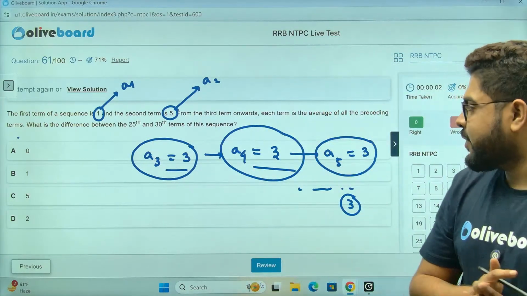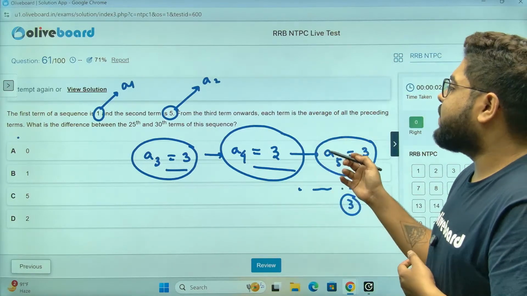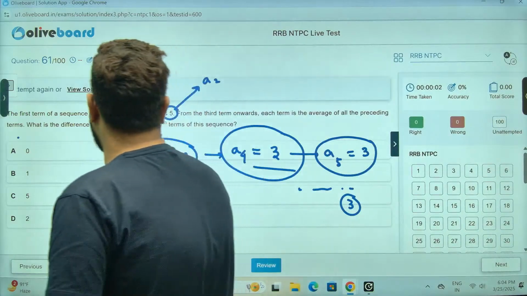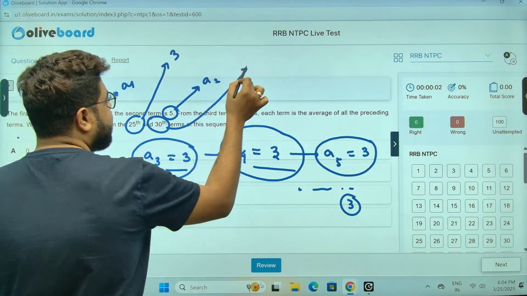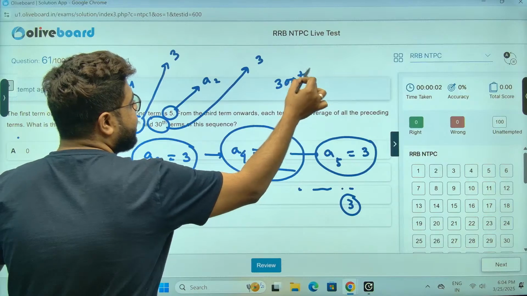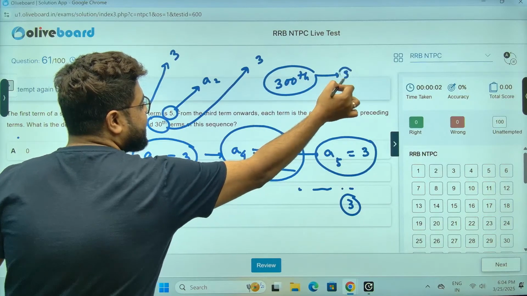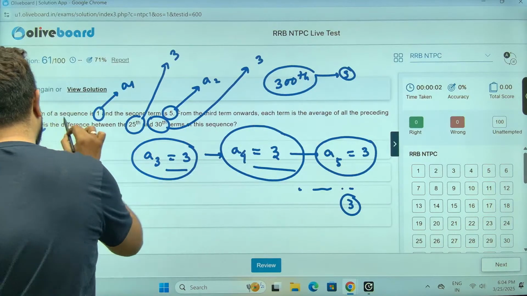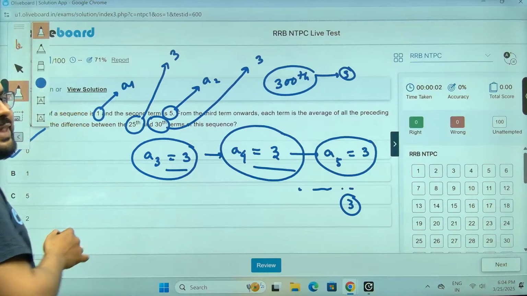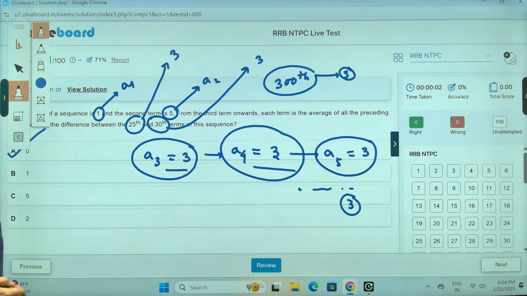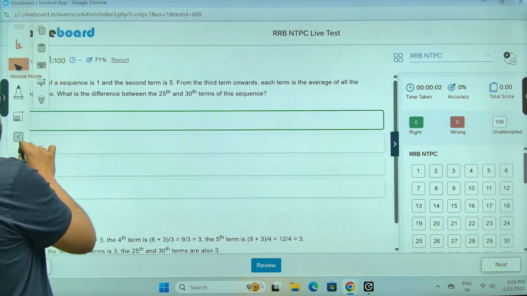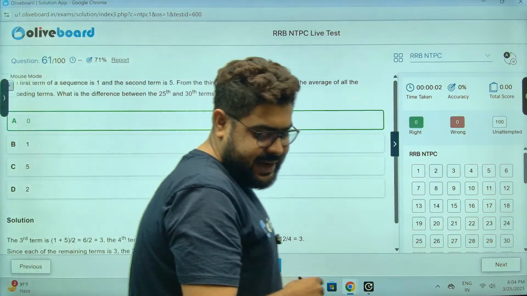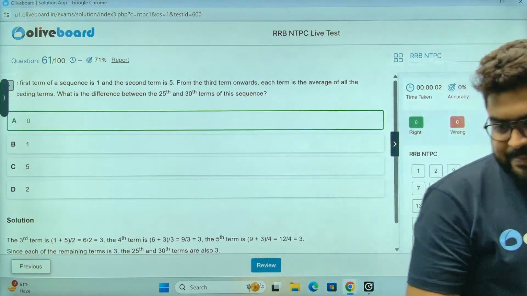What is the difference? The 25th term is also 3, the 30th term is also 3, and the 300th term is also 3. So whatever they ask, the answer is 0. The difference between these values will always be 0.